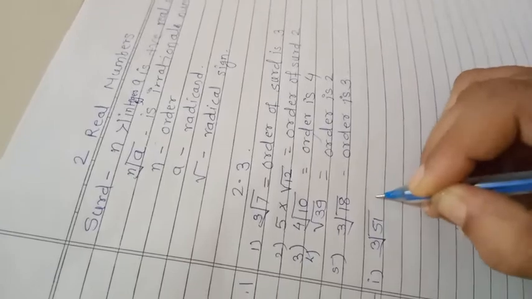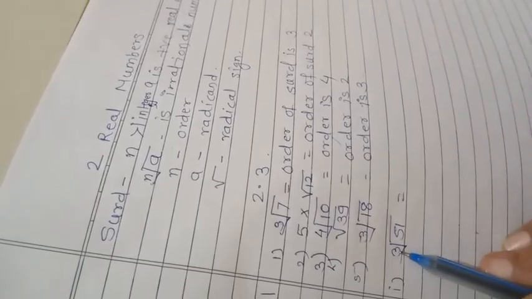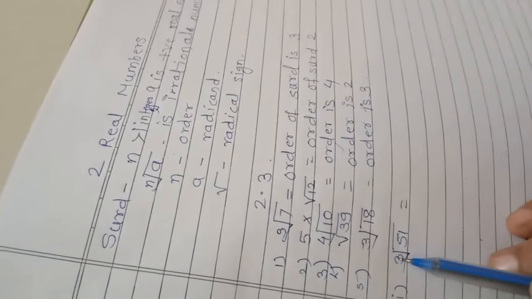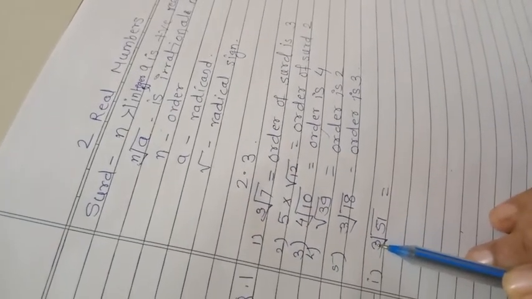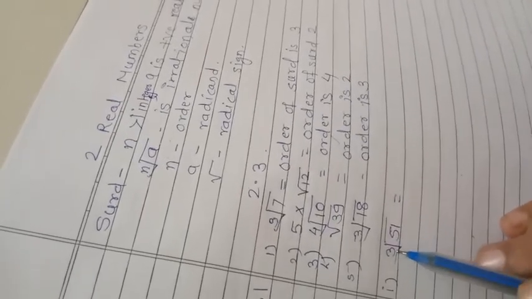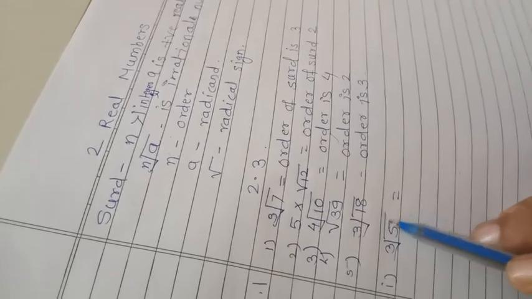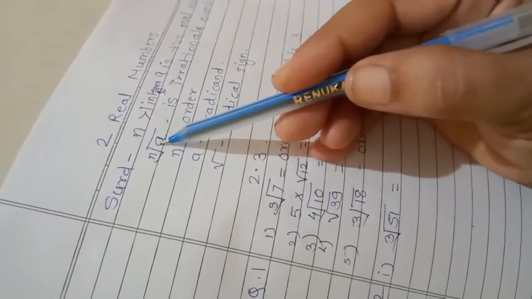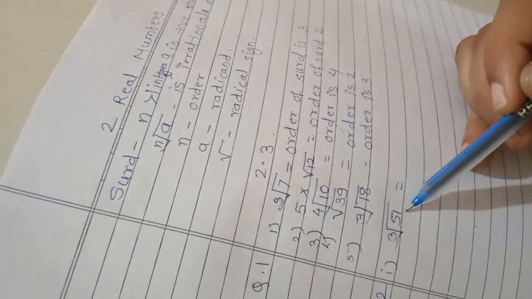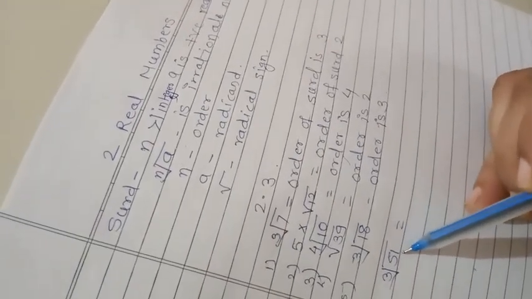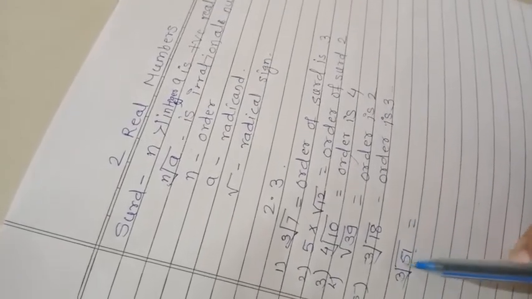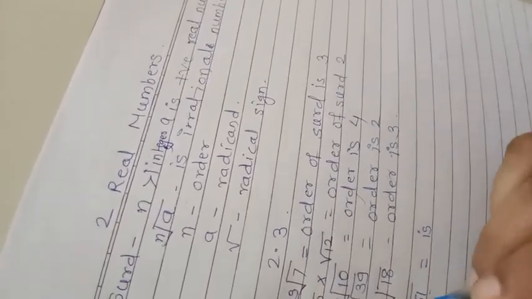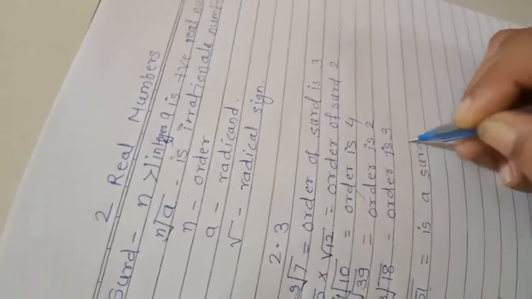Cube root of 51. See here, n is 3. Compare with the definition. Here n is greater than 1. A is a positive real number, and 51 is positive. And this whole quantity, cube root of 51, is an irrational number. So all the 3 conditions are satisfied. So this is a surd, an example of a surd.